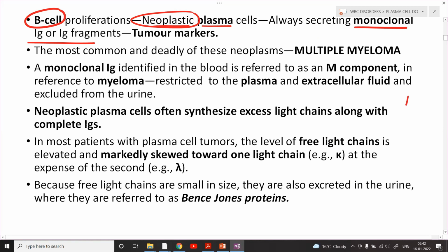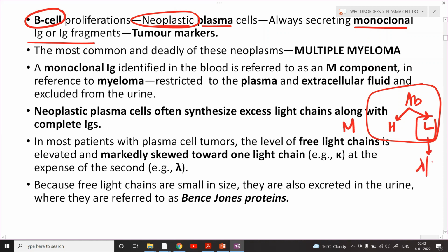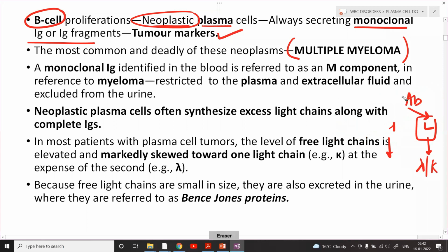I told you, just remember that an antibody has two parts: a heavy chain and a light chain. Either they might produce this entire fragment, in which case we call it the M component, or they might produce just the light chain, which can be of lambda or kappa variety, or they might produce just the heavy chain. Depending on which component is produced, we have that particular symptom. I hope you understand what I am telling you. All this M component that I am talking about is used as a tumor marker. Now, the most common of all these neoplasms is multiple myeloma, also called plasma cell myeloma.